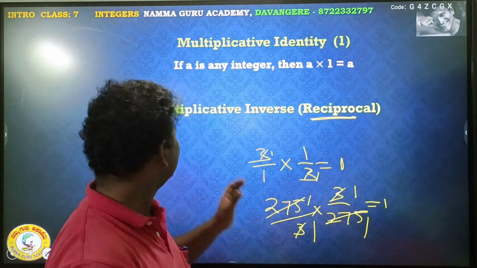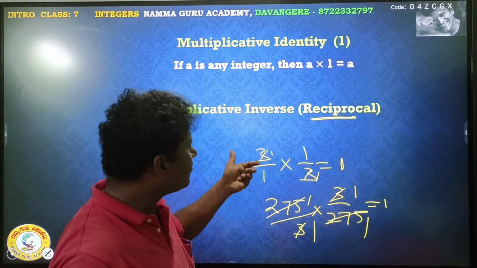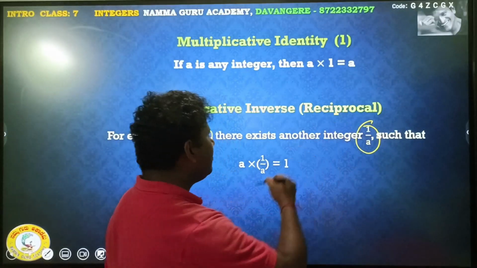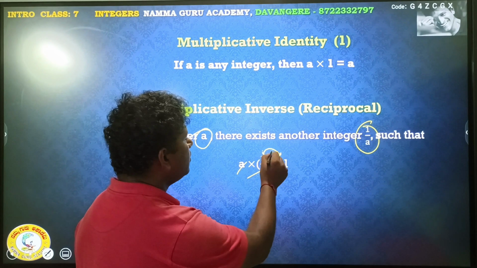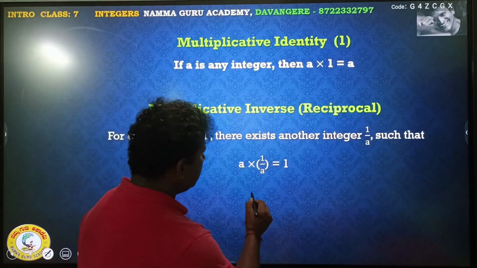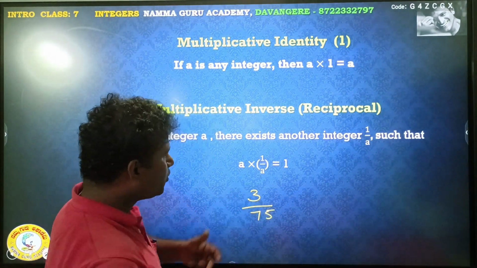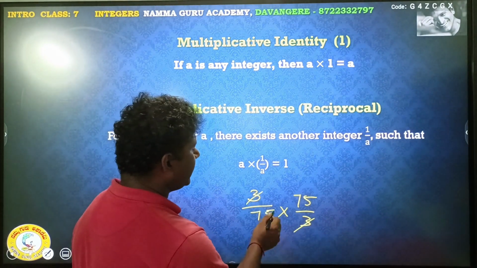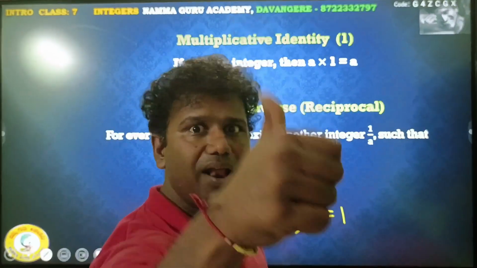I hope you have understood the concept. That is, multiplicative inverse means a number which is the reciprocal of the given number. For A, what will be the reciprocal? 1 by A will be the reciprocal here. A cancels, remaining only 1. Here, I give another example. 3 by 75. What is its reciprocal? 75 by 3. If you multiply, 3 will be cancelled, 75 will be cancelled. The answer will be 1.